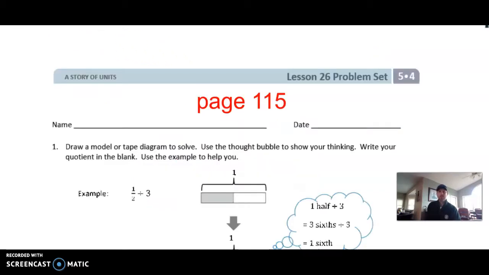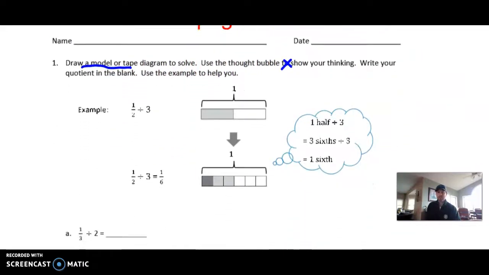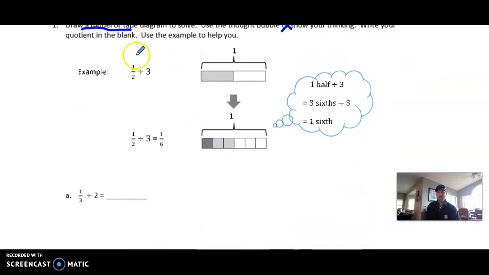So here we go. Page 115, which is the lesson 26 problem set. And the directions ask us to draw a model, which we're going to do. It says something about showing your thinking with the bubbles. I'm not really worried about that, just like our previous problems in the other lessons. I want to focus just on our models. And they gave us an example here, noting that we had one whole candy bar or model. We showed that there was a half of it.